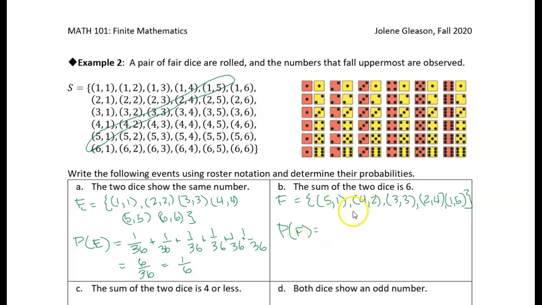Well, again, each of these outcomes is equally likely, so I can just add the probabilities of each of the simple events. There are 36 outcomes, each one equally likely, so 1 out of 36 plus 1 out of 36 plus 1 out of 36 plus 1 out of 36 plus 1 out of 36. That's 5 times 1 out of 36, which is just 5 out of 36. I can't reduce that one anymore.